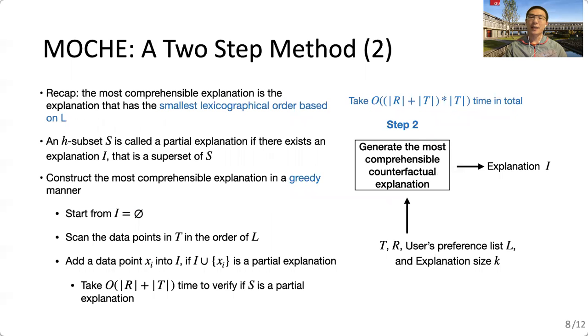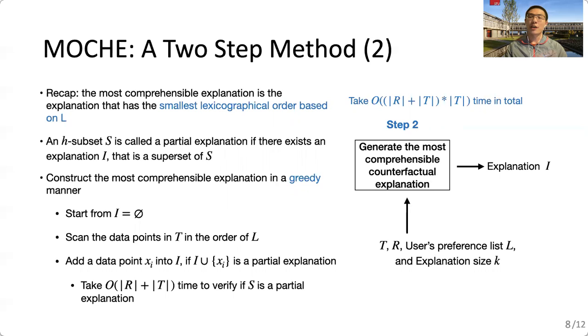In our second step, we take the output from the first step and construct the most comprehensible explanation by a greedy algorithm. First, let me introduce a necessary concept. An h subset S is called a partial explanation if there exists an explanation that is a superset of S.